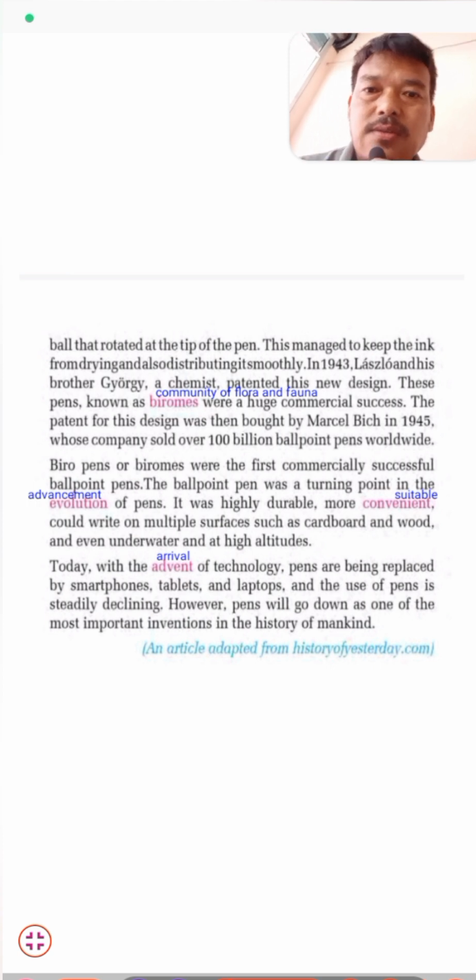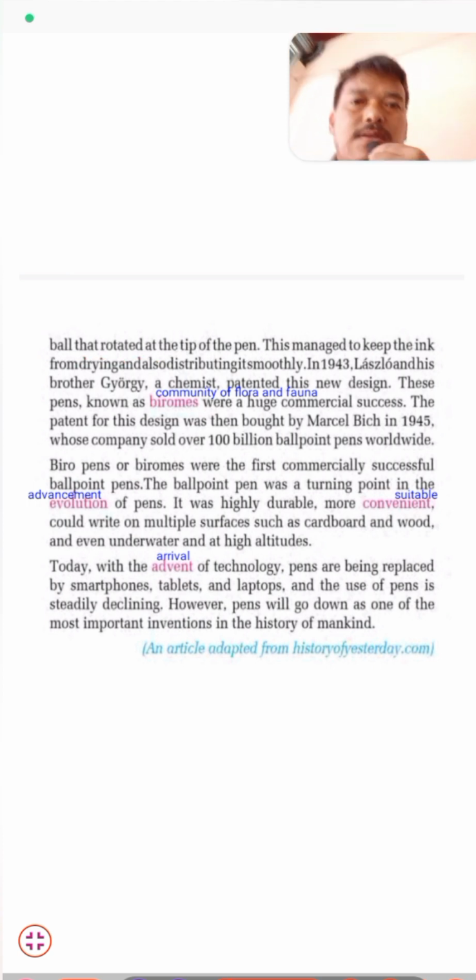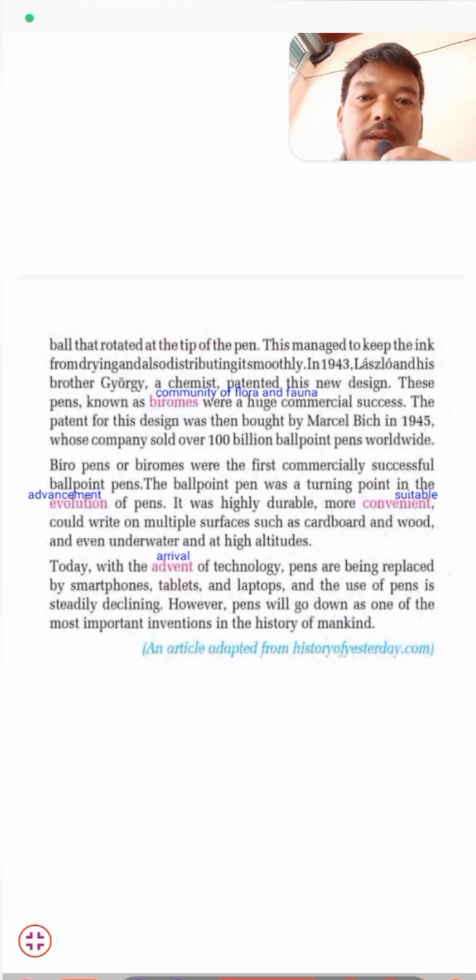that rotated at the tip of the pen. This managed to keep the ink from drying and also distributed it smoothly. This rotating tip helps keep the ink from drying and helps it flow smoothly during writing.